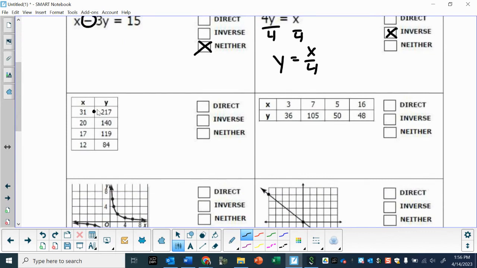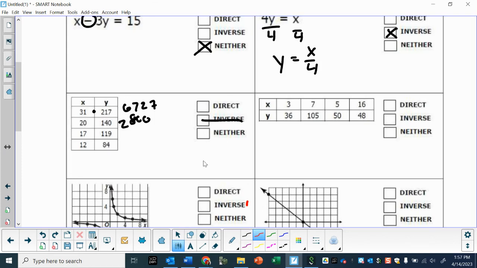If we multiplied all of these, and we did 31 times 217, we get 6,727. 20 times 140, we get 2,800. So it's not direct variation. To check for inverse, it's not inverse. It's not inverse variation.